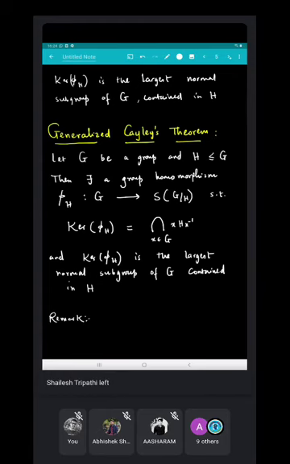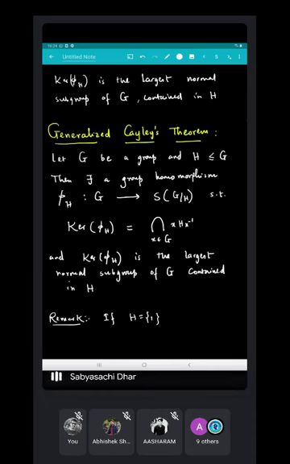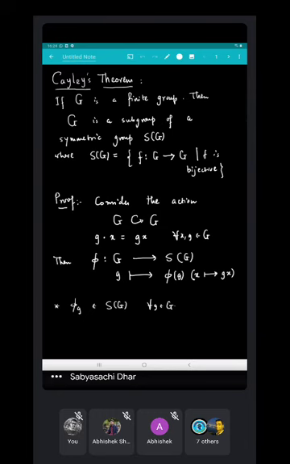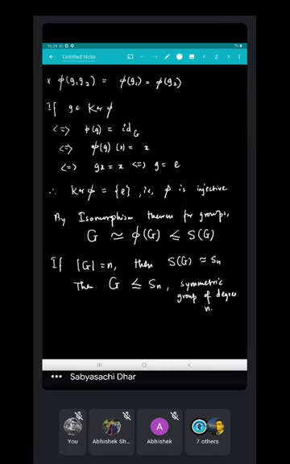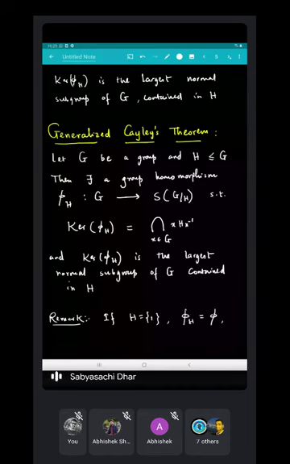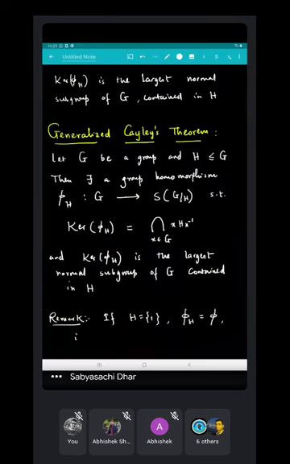Remark: in particular, if H is equal to the identity, then phi of H equals phi, where phi is the homomorphism from G to S of G. Okay, so when H is equal to 1, then it is Cayley's theorem.